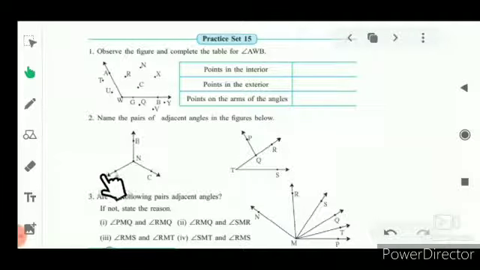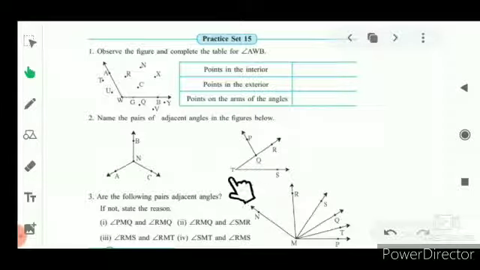Second, angle BNA and angle ANC are the adjacent angles. Also, angle CNB and BNA are the adjacent angles. Okay, see in this figure, angle PQR and PQT are the adjacent angles because they have the common vertex Q and the common arm and separate interiors. So these are the adjacent angles in this figure.